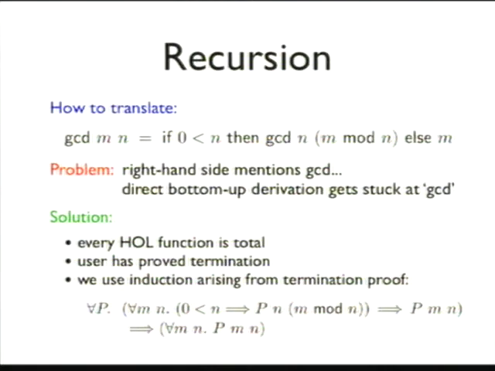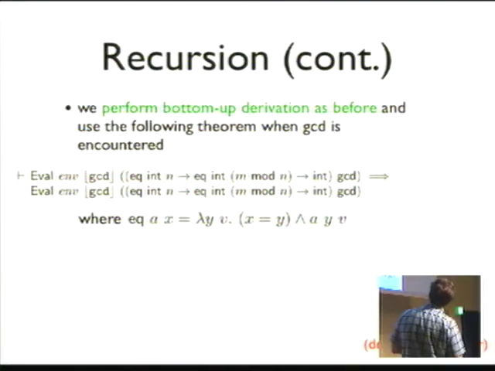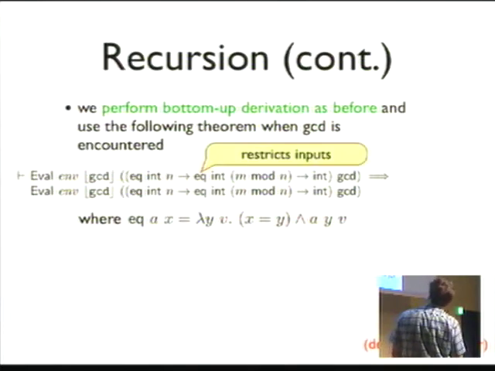From these termination proofs you get induction principles that follow the shape of the logic function very closely. So now we'll try to use this. We perform the bottom-up derivation as before, and at the point where we find the constant GCD in the logic function, we use this theorem, which of course is trivial because the left-hand side is the same as the right-hand side. But once you start instantiating these, then of course this will just be an assumption that sort of moves along.